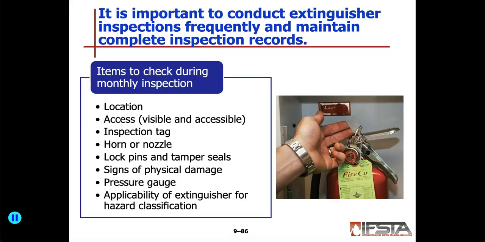Items to check during your monthly inspection are the location, the access, visible and accessible, inspection tag, the horn or nozzle, the lock pins and tamper seals, signs of physical damage, and your pressure gauge to make sure that it's pressurized. If you look at this gauge here, it's in the green, so that means it's good. Applicability of the extinguisher for hazard classification: is it the same classification of extinguisher as it is for the hazard that's on the premises?